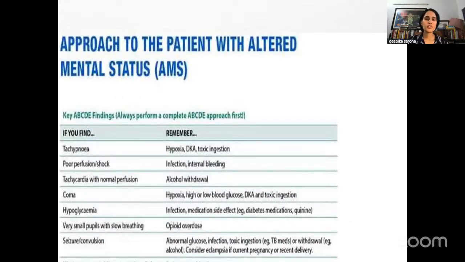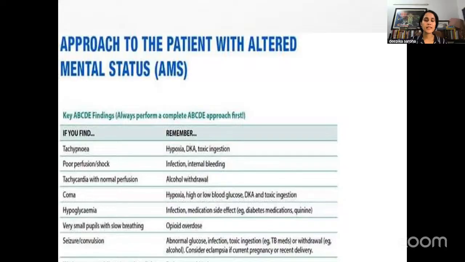This is again just the brief approach, where first you do the ABCD, and if you find tachypnea, then look for hypoxia, DKA, and toxic ingestion. If there is poor perfusion, then look for infection or internal bleeding.